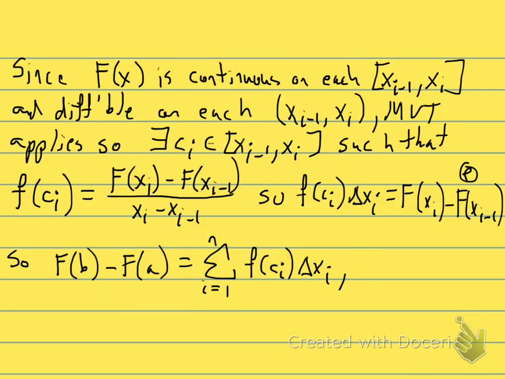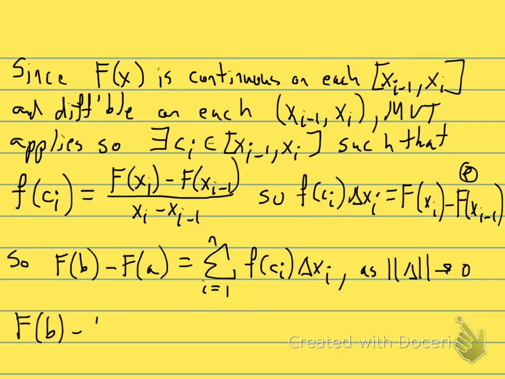And the norm of the partition, we're going to let that go to 0. The norm of the partition just means that all those delta xi's are going to get as small as we want, which means the width of our rectangles are going to get as small as we want, which means that we'll have a very good approximation of the area. So we're going to assume that the norm of the partition goes to 0.